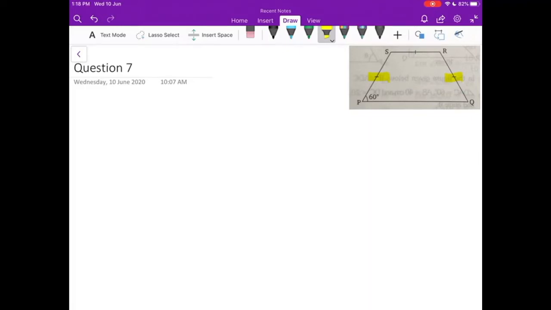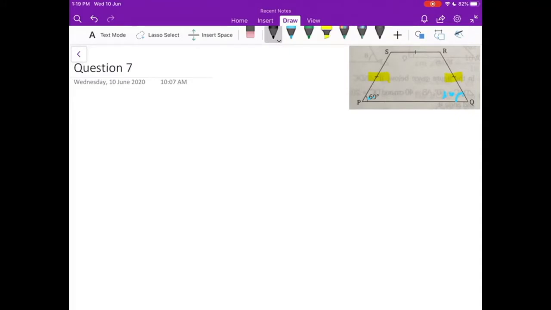So if it is an isosceles trapezium, then the base angles are equal. So if this base angle is 60 degrees, you can see this 60 degrees, then this one also is 60 degrees. So this also automatically becomes 60 degrees. You have to understand that 60 degrees here means 60 degrees there also.